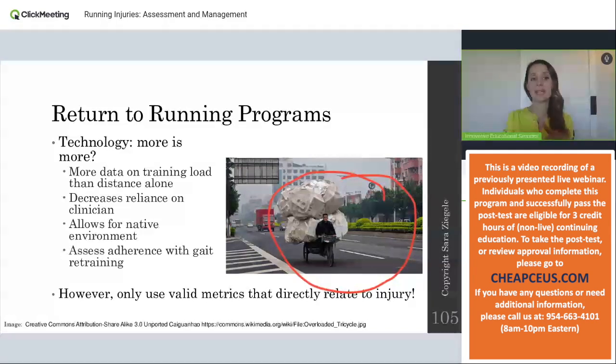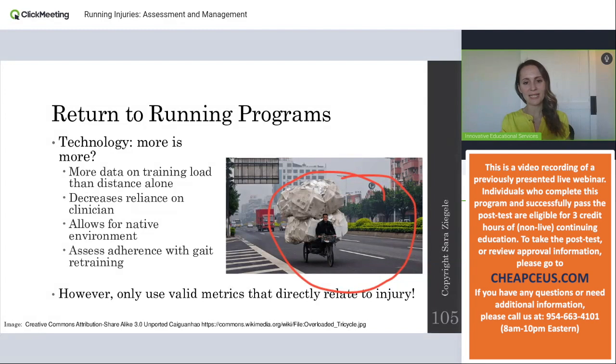We can also use it to track how someone's adherence with their gait retraining is. If we have a cadence retraining goal of, let's say, increasing their cadence by 10%, we can actually look at their run history and find out what was the cadence in your last 3 runs. How did it compare to what it used to be?